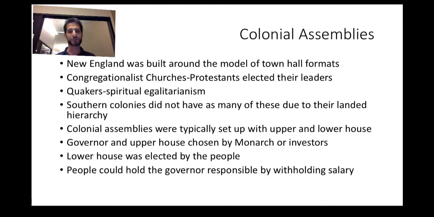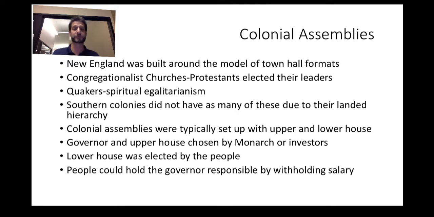Now, colonial assemblies do also get formed up in the northern colonies, especially New England. In fact, New England was built around the idea of town hall formats. How is this the case? Well, there were churches at the time, like the Puritans, but other Protestant groups as well, that were known as Congregationalists. Congregationalists believed that their leaders, their ministers, should be elected by the people.